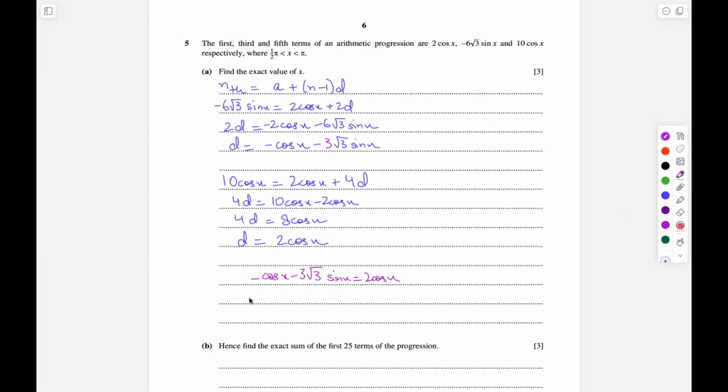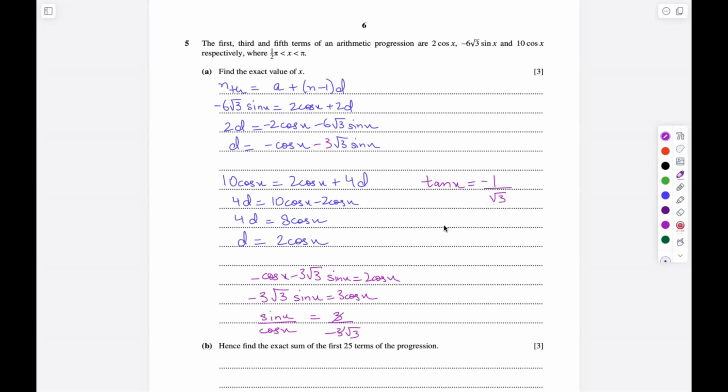Taking the cos x on the other side, this will become minus 3 root 3 sin x is equal to 3 cos x. Now bringing the cos x on the left hand side, we can write it as sin x upon cos x is equal to 3 upon minus 3 root 3. 3 and 3 will cancel, as sin x upon cos x is tan x. So the final expression will be tan x equals minus 1 upon root 3.